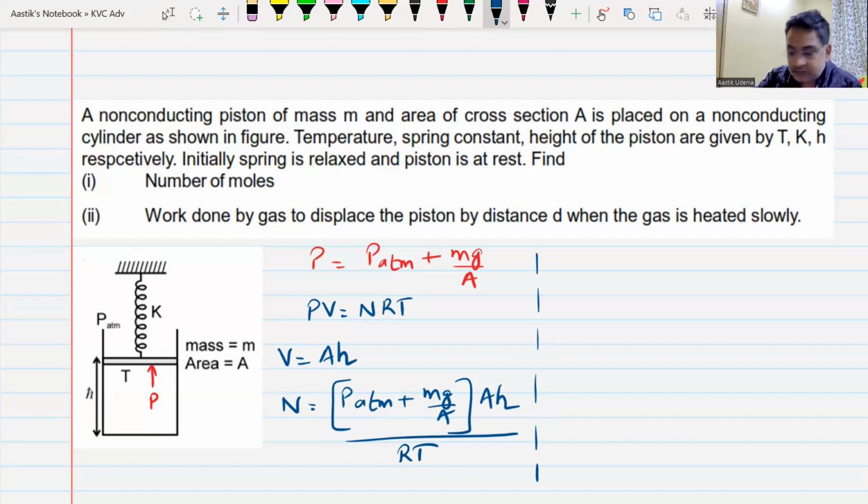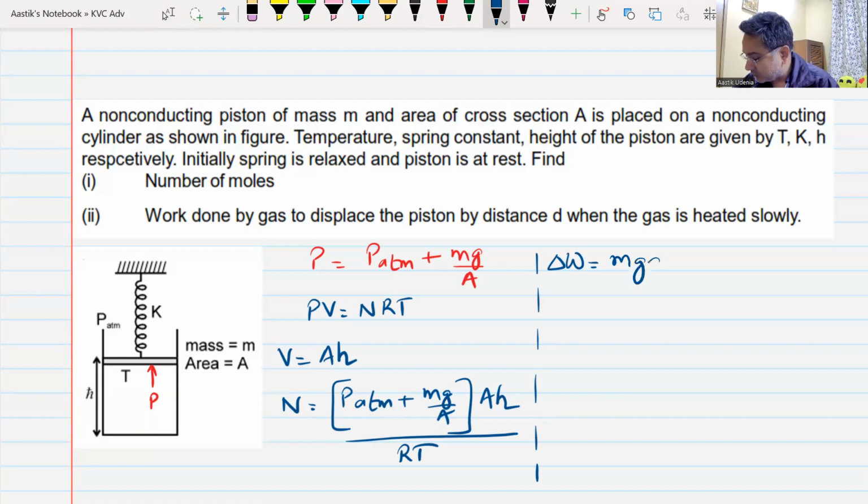Sir, P atmosphere will be 1. No, sir. P atmosphere, it is given as P atmosphere. Okay, sir. Then the work done in this case, I think I have already given you that concept, that formula, yes or no? Yes, sir.